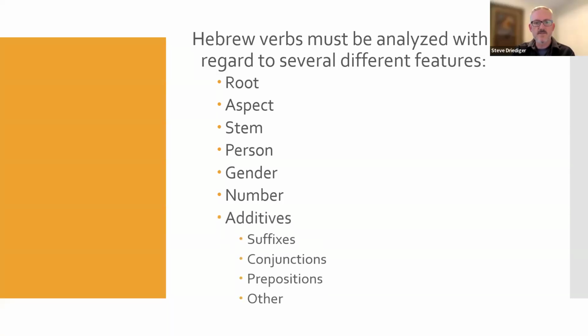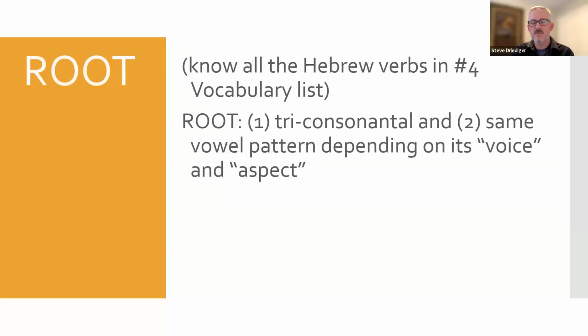So those are basic categories, and then we can add a bunch of things onto the verb as well. We can add suffixes or conjunctions or prepositions, like we already saw. Some of them will just get slapped straight onto the front of a verb, and there are a number of other things that could be added. We're basically not going to get too much into those additives today. We're going to do our best to stick to the basic stuff. So here we have the root, basically triconsonantal, and the same vowel pattern depending on its voice or aspect.